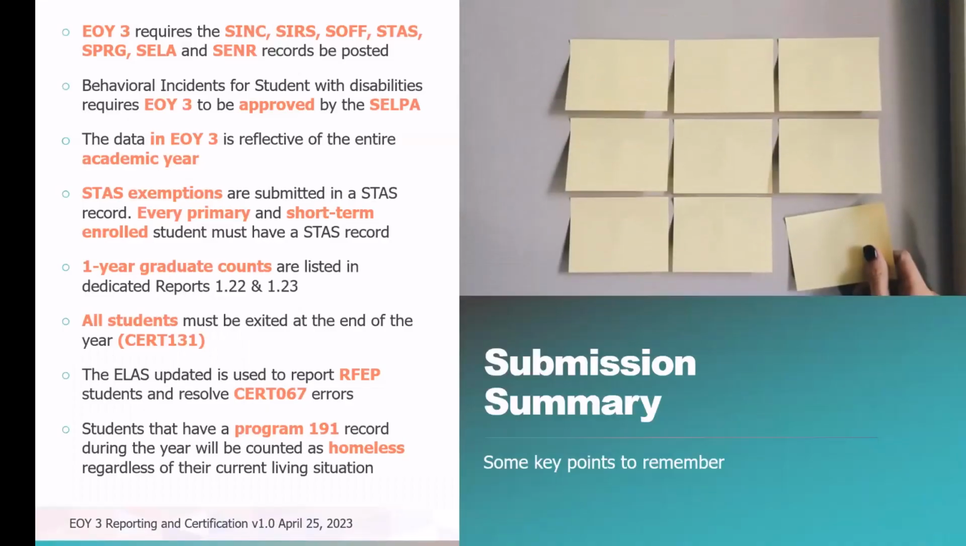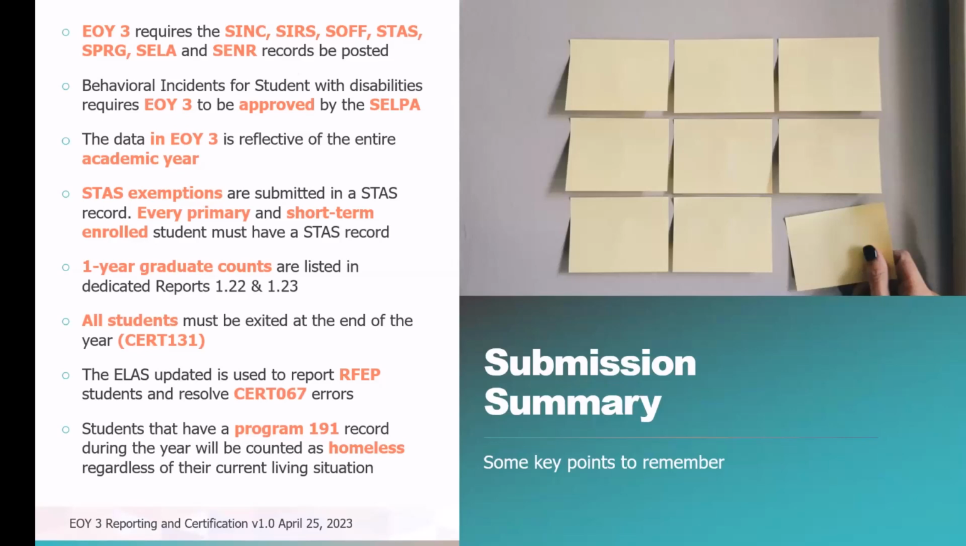That's the spiel. Let's go on with the wrap up. So just the summary of what we talked about today. End of year 3 requires the SINF, SIR, SOF, STAS, PRIG or SPRG, SELA, and SENR records, right? I like to say, because it's very apparent, that this is the largest submission in CalPADS. And you have to do this along with 3 other submissions, so it's fun.